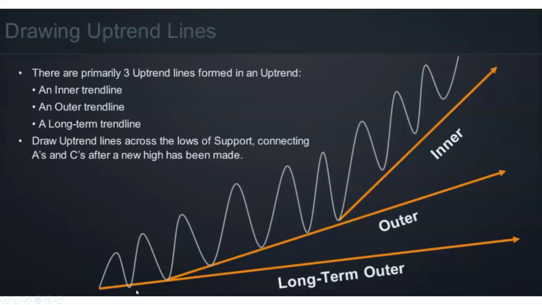So in this case, from here, this is my A, B, C. So I join A to C. I join A to C, just like that. So now, all the lows, connect them together. All the highs, connect them together in a downtrend.